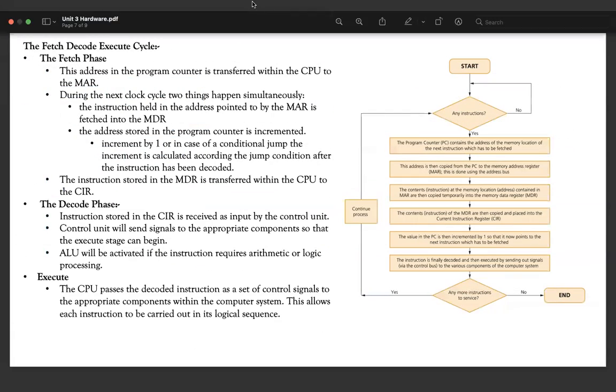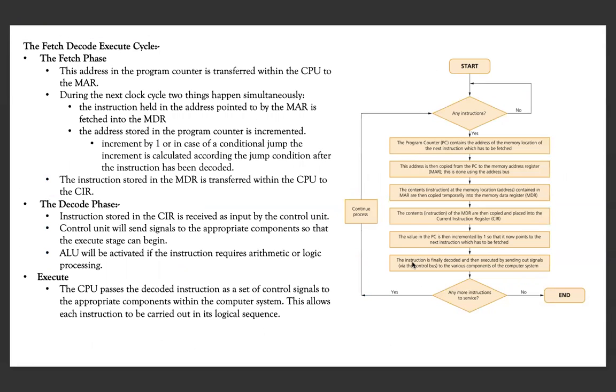Now let's look at the fetch decode execute cycle. A fetch decode execute cycle basically outlines how an instruction is fetched from my main memory, decoded. What that means is that an instruction is made sense of in a way, and then eventually executed. Now we'll be looking at these three phases, and then we'll revise those three phases in this summarized fetch decode execute cycle in the form of a flowchart.